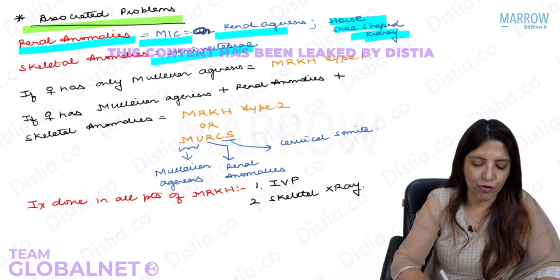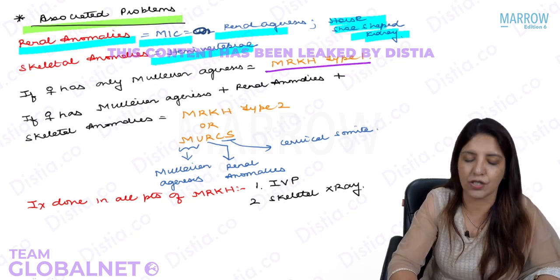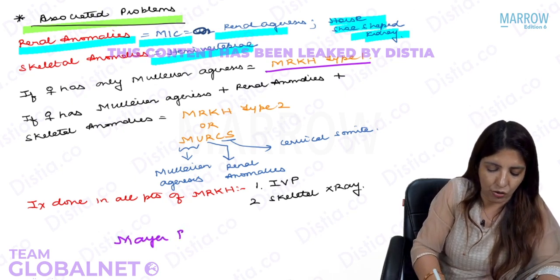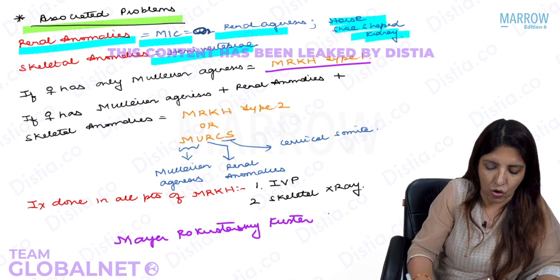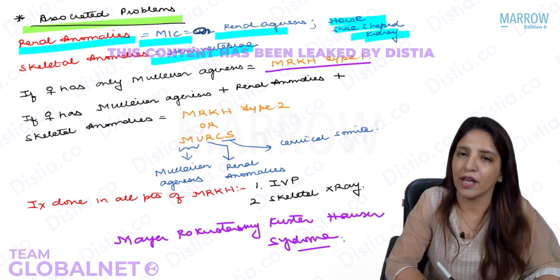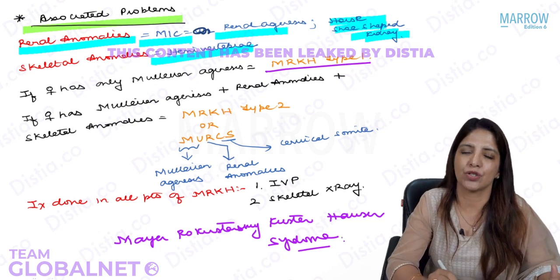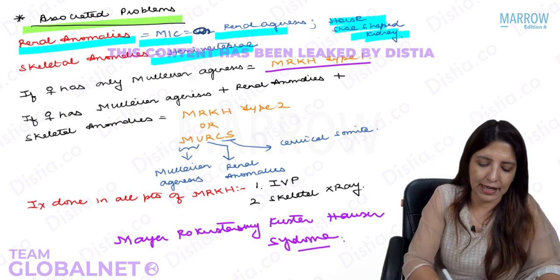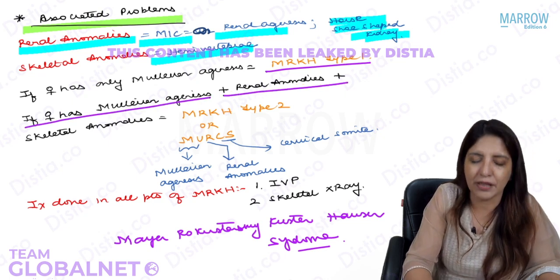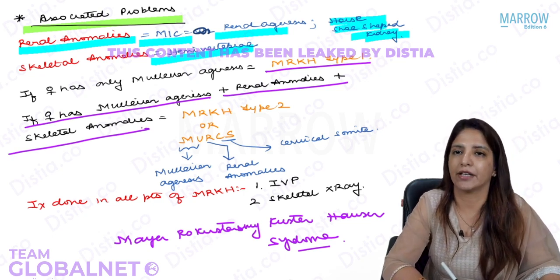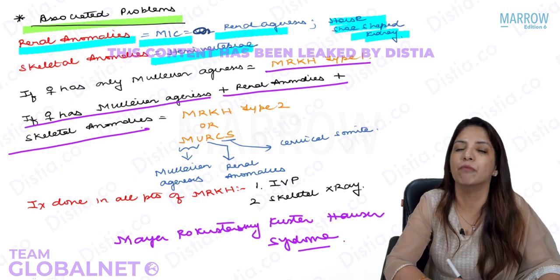Please remember that if a female has only Mullerian agenesis, it is called MRKH type 1. What is MRKH? Mayer-Rokitansky-Kuster-Hauser syndrome. So, if a female has only Mullerian agenesis, you call it Mayer-Rokitansky-Kuster-Hauser syndrome type 1. Now, if a female has Mullerian agenesis and along with that she has renal anomalies and skeletal anomalies, then it is called MRKH type 2, or it is called MURCS syndrome.